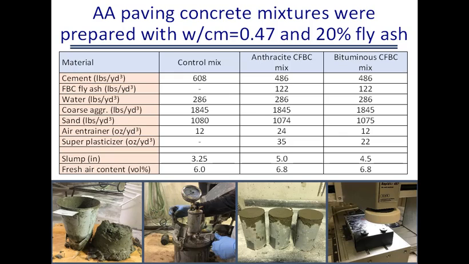Next slide, number 27, where we have the picture of slump and air meter at the bottom. Again, we made a pavement mix, an AA mix, with water cement ratio 0.47. We have a control mix, and then two mixtures, each with 20% of either the anthracite fly ash or the bituminous fly ash. At the bottom, you see the slump and air content. These were designed for 4-inch slump, 6% air, and all of them met the design criteria.